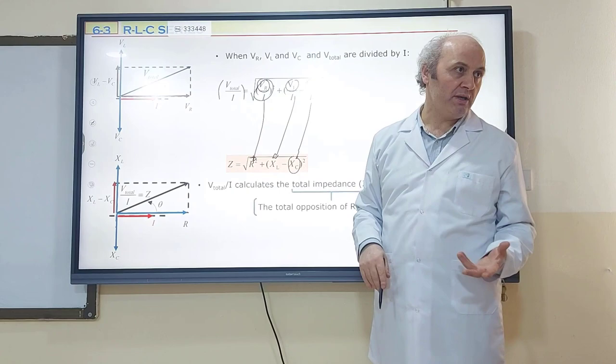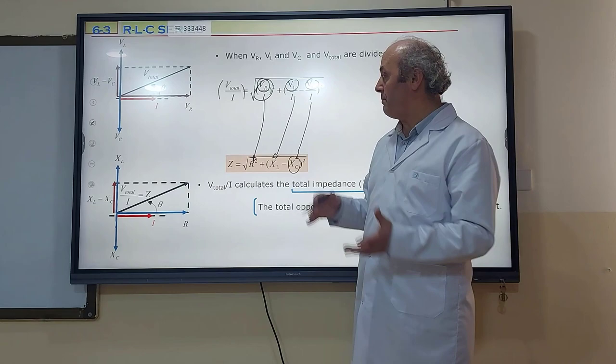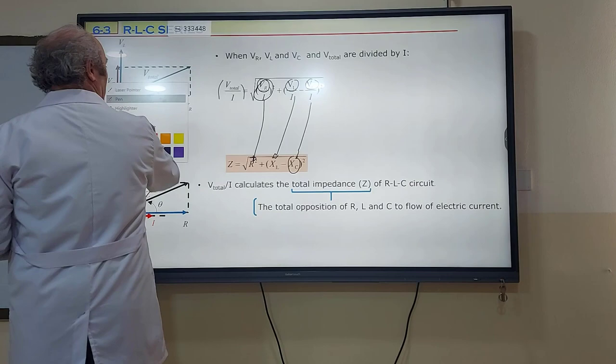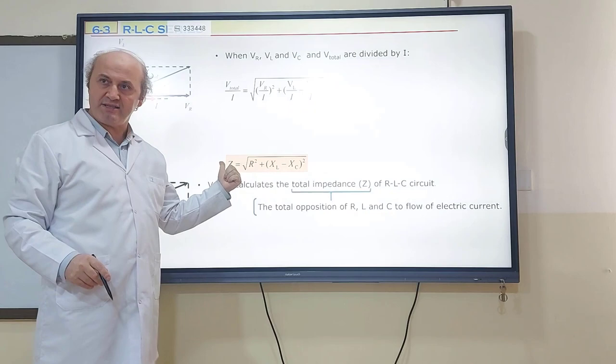In fact, the total potential difference equation and the total impedance equation are very similar to each other. Only the letters are different. Here we have V total is equal to the square root of V_R squared plus (V_L minus V_C) squared. But here we have Z equals the square root of R squared plus (X_L minus X_C) squared.